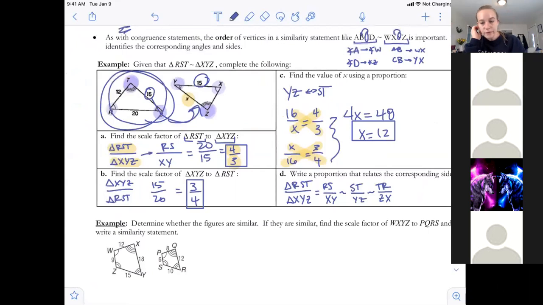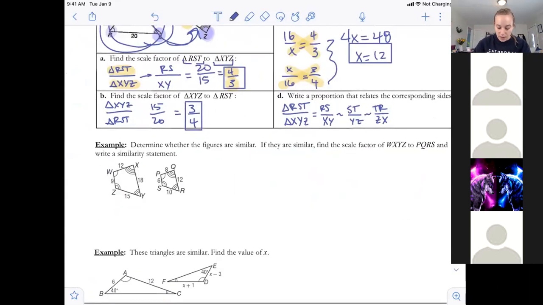Okay, that was our first example. We've got a couple more before we're done for today. Anybody have any questions so far? Okay, the next problem says determine whether the figures are similar. If they are similar, find the scale factor of WXYZ to PQRS and write a similarity statement.